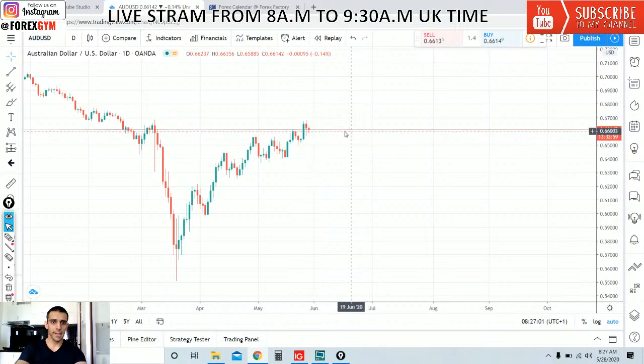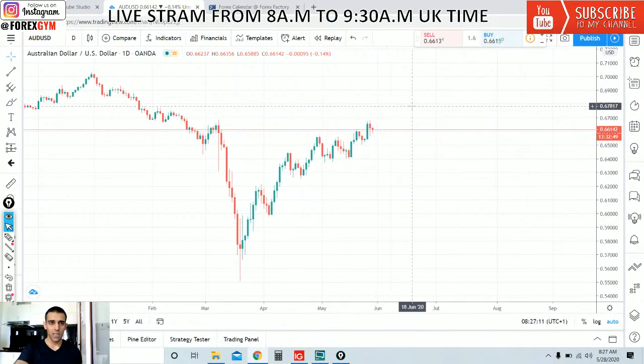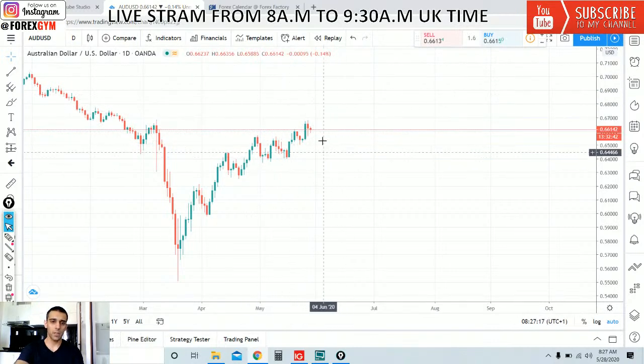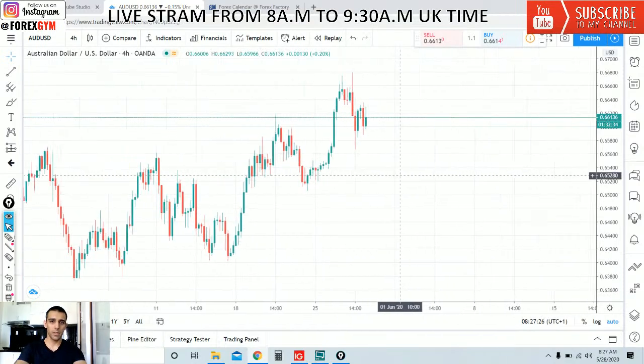So the price came down, tested this support level yesterday, and it's trying again. It came down for another try today. So let's see. So far, it is looking weak towards the downside, as the momentum is weak towards the downside, and then it does look very nice for the upside. Let's go to the 4-hour time frame.